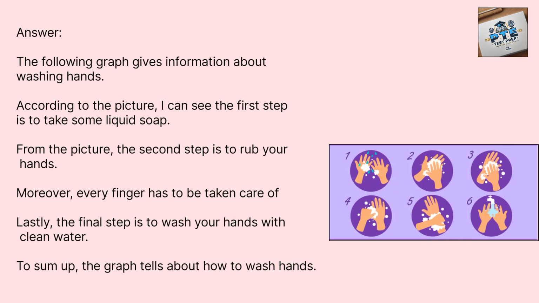The following graph gives information about washing hands. According to the picture, I can see the first step is to take some liquid soap. From the picture, the second step is to rub your hands. Moreover, every finger has to be taken care of. Lastly, the final step is to wash your hands with clean water. To sum up, the graph tells about how to wash hands.